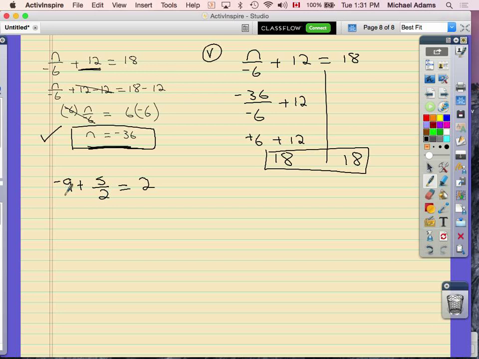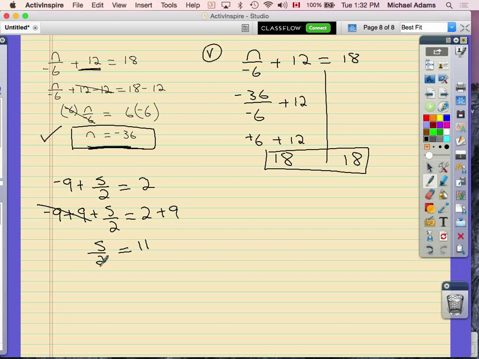First thing I need to get rid of is this negative 9. So, in order to get rid of negative 9, I've got to add the opposite, which is a positive 9 or a plus 9. And then I'll write out whatever I still have left in my equation. And then remember, what I do to one side, I do to the other. Because I added plus 9 here, I have to add a plus 9 here. Those two cancel out. Leaves me with just simply s over 2 on the left side, and then to simplify the right side, I have 2 plus 9, which is equal to 11.